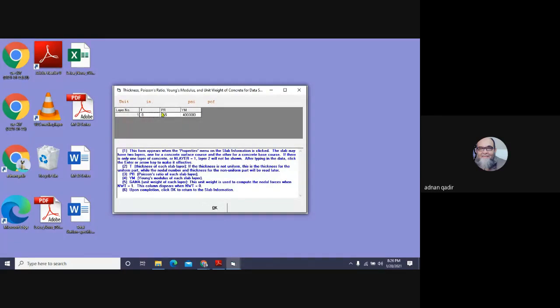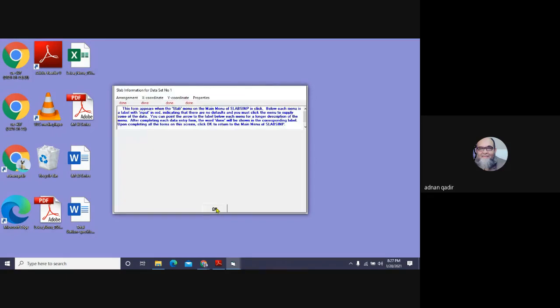There is a Poisson ratio of concrete 0.15, and there is a Young modulus. You all will know that it's around 4 million or 3 million or 3.5 million. It's up to you. And obviously it depends upon the compressive strength of concrete. You say okay, and all of this slab information is being recorded now.